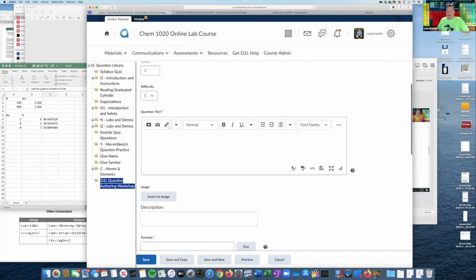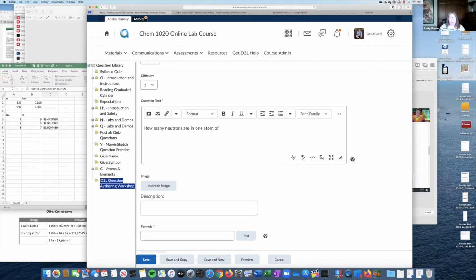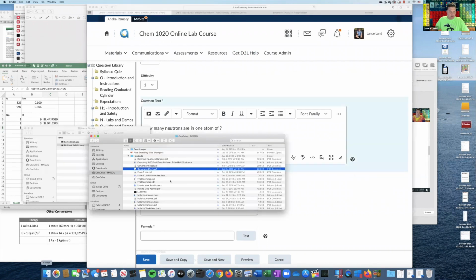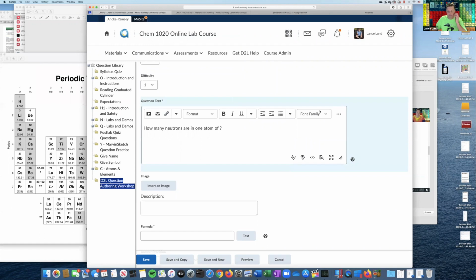Okay. So now my question is going to be worded something like this. My question might be, how many neutrons are in one atom of a copper isotope? So I'm going to go to my periodic table. It looks like copper has an atomic number of 29.